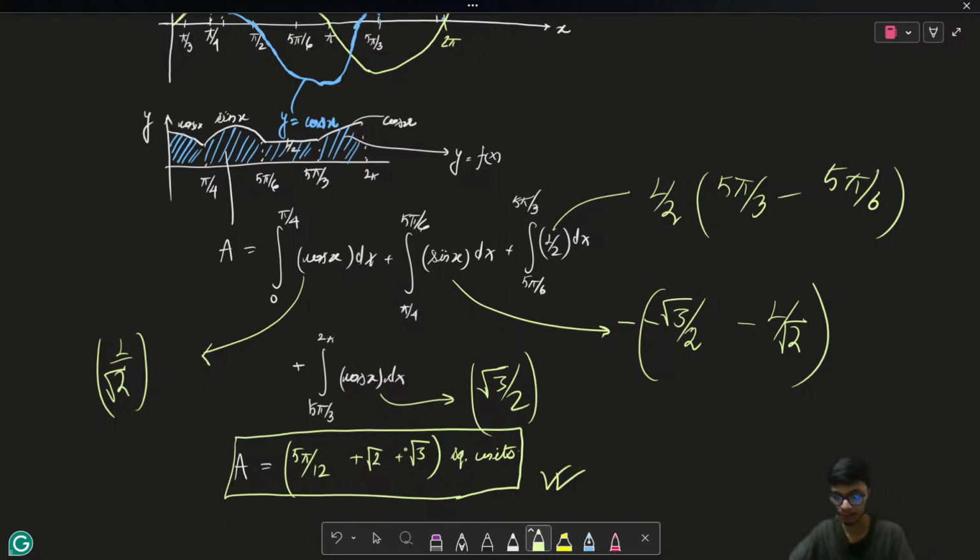I hope this is clear to all of you. Is this clear to all of you? Please let me know in the live chat. Ekta, checking again and again, but my answer is different. I think I did some silly mistake, but I don't know what it is.